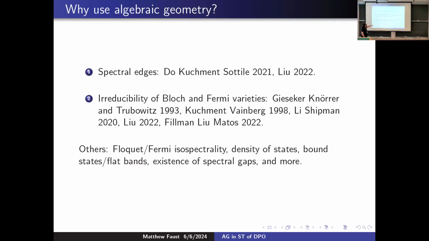But these aren't the only two types of questions that spectral theorists have that we can use algebraic geometry to solve. We can also discuss Fermi isospectrality, density of states, bound states and flat bands, existence of spectral gaps, and other types of problems. I won't go into these, but I just want to make it clear that there's more than just these two things, even though what I'll say from here will restrict to these two concepts.